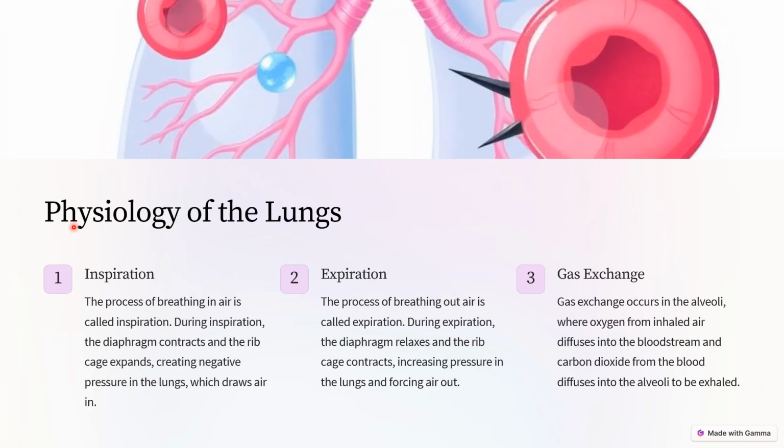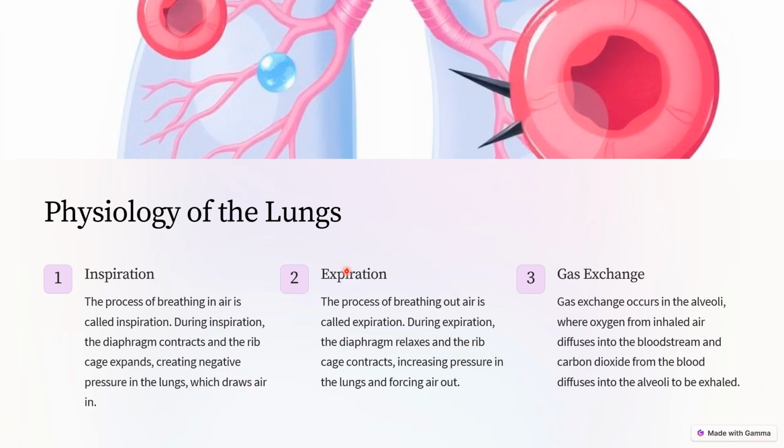Now, physiology of the lungs. So what is the function? Inspiration, expiration, gas exchange. Inspiration is the process of breathing in air. It is an active process; we actively have to inhale the air. During inspiration the diaphragm contracts and the rib cage expands, which creates a negative pressure in the lungs, and the air is drawn into the lungs. Diaphragm contracts, rib cage expands, a negative pressure, a vacuum is created and the air descends.